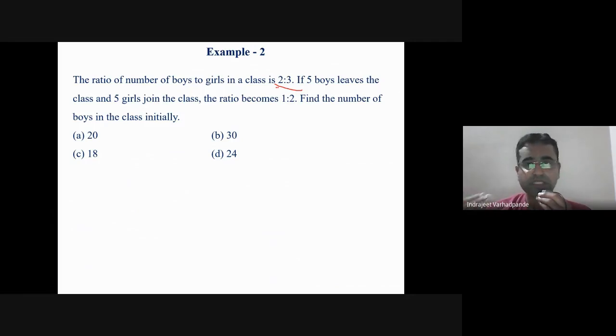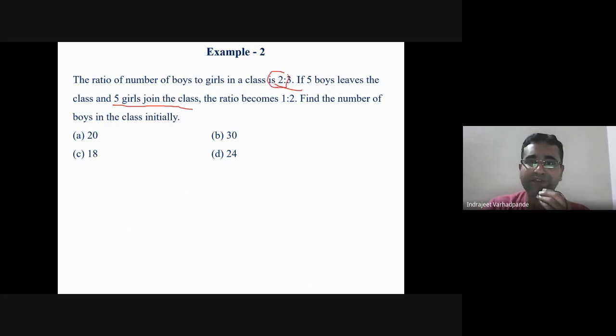So in such case 20 is to 30 can also be one of the ratio for this. So it is not fixed that value of boys and girls will be the same, it is nothing but the ratio. So if 5 boys leave the class and 5 girls join the class, the ratio becomes 1 is to 2. Find the number of boys in the class initially.